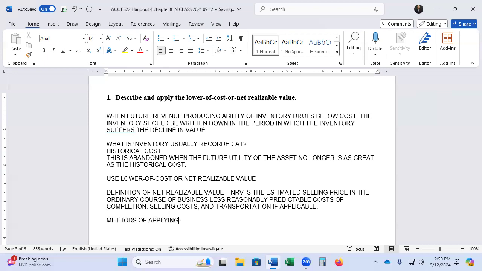Methods of applying lower of cost or net realizable value. You can apply it directly to each item in inventory, to each major category, or to the total inventory.